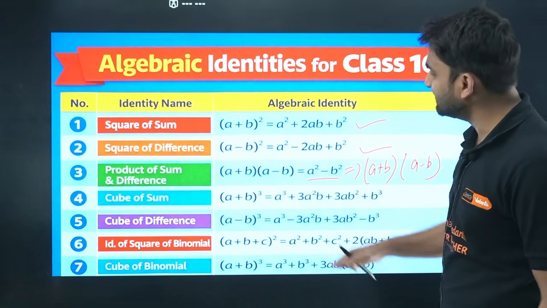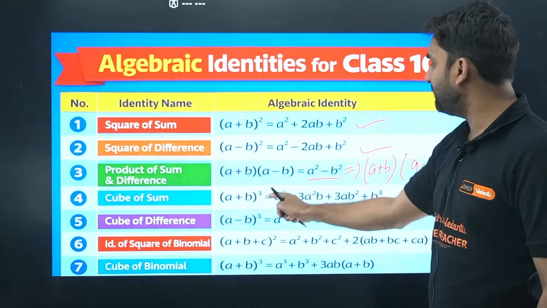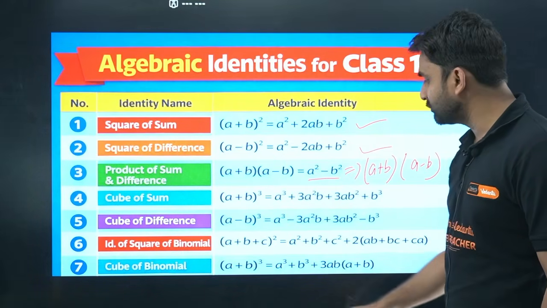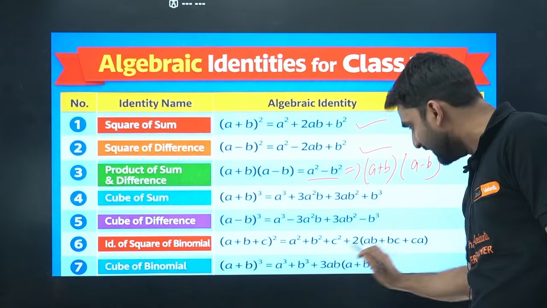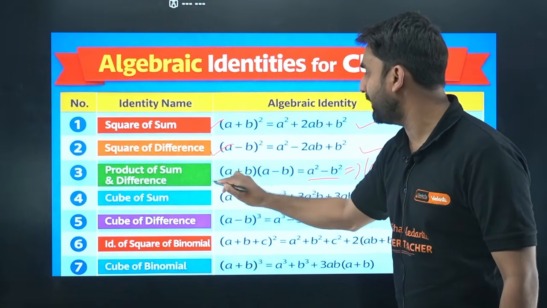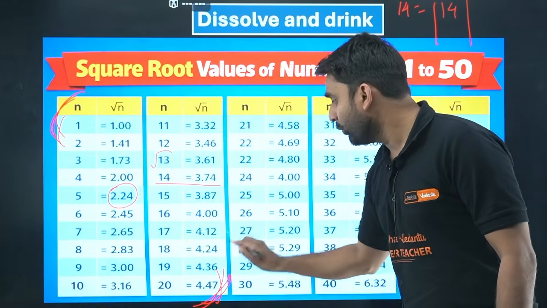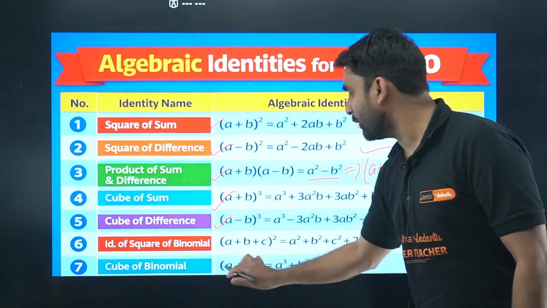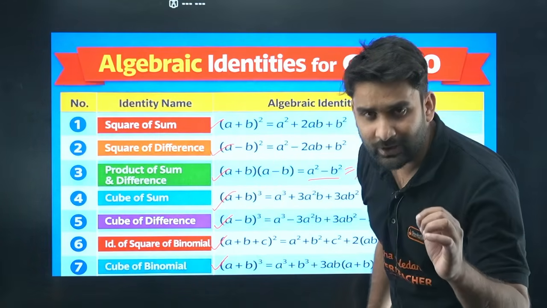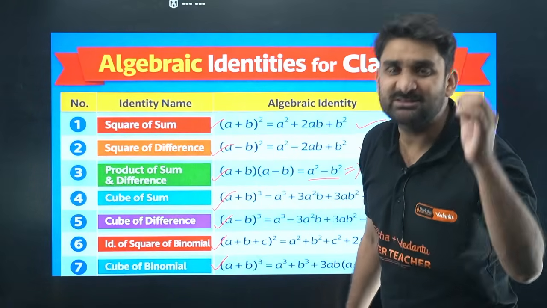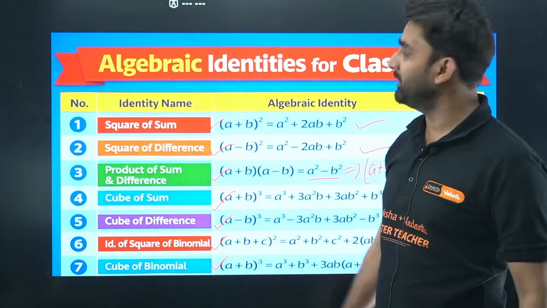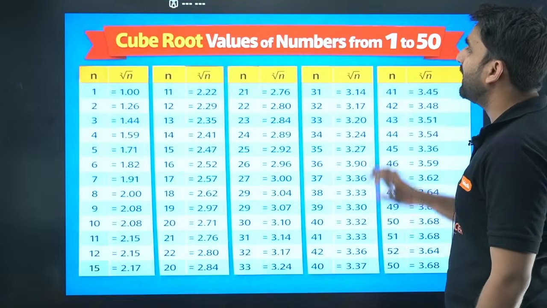Right, my dear? Then (a plus b) whole cube is a cube plus b cube plus 3a square b plus 3ab square. It can also be written as a cube plus b cube plus 3ab times (a plus b). These algebraic identities are very important in maths, my dear. We cannot compromise with these algebraic identities. If you want to speed up the calculation in mathematics, come on, keep these algebraic identities in mind.